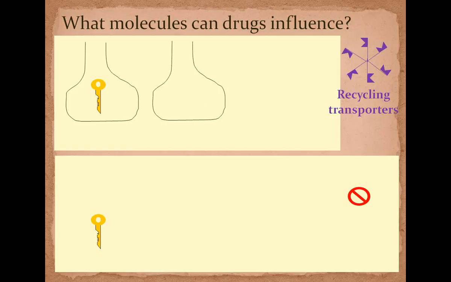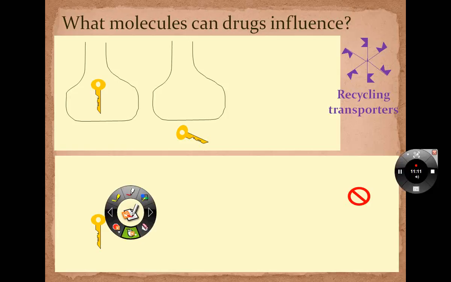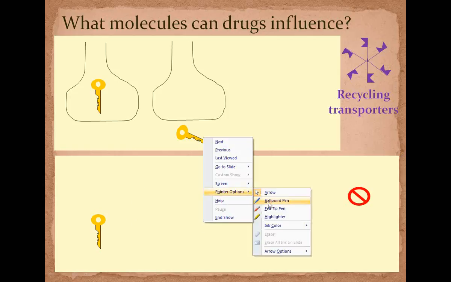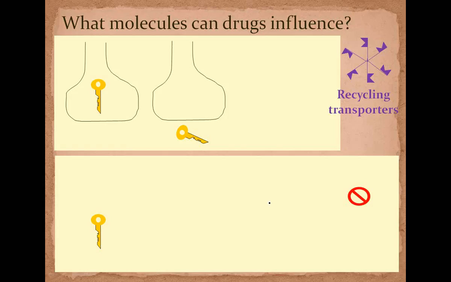Another way, you can influence this by affecting the recycling transporters. You guys know about the recycling transporters. The recycling transporters take that neurotransmitter and put it back in the synaptic bulb. So you've got this neurotransmitter in the synaptic bulb. Are there certain enzymes with certain neurotransmitters or just everything to recognize transmitter and put it back? Certain enzymes for certain transmitters.